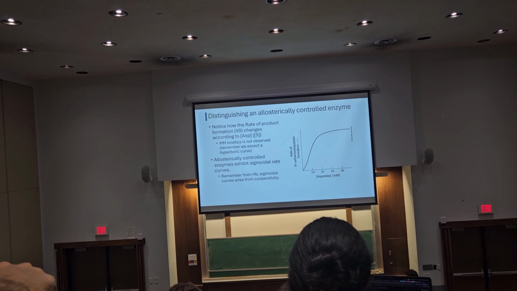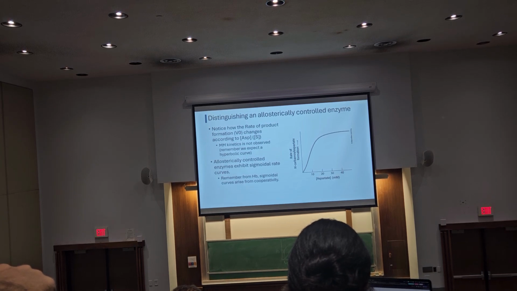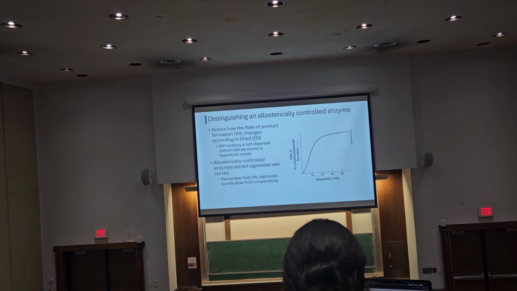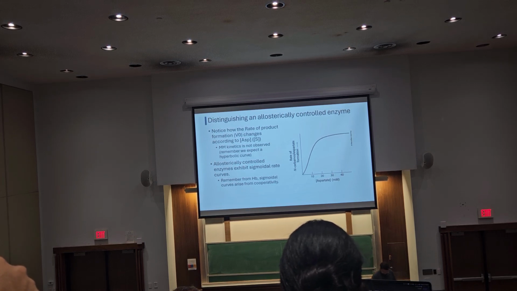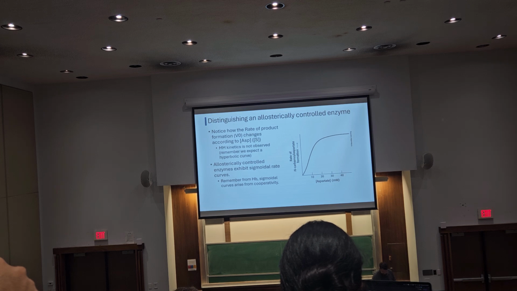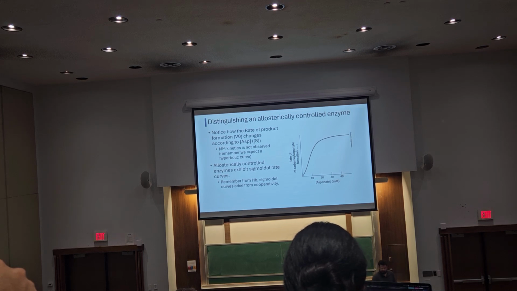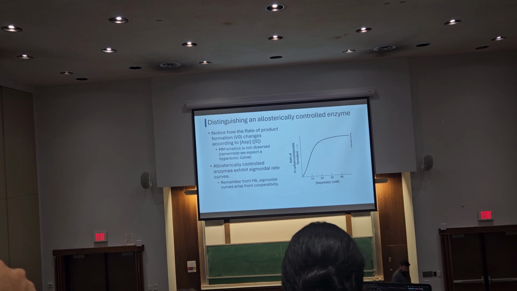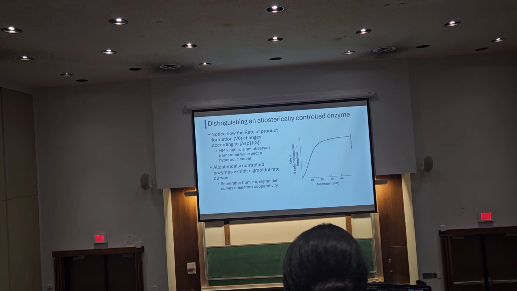What else leads to a sigmoidal plot? So yes, allosteric regulation. What else leads to a sigmoidal velocity plot? Cooperativity, exactly. So cooperativity and allostery both lead to sigmoidal curves.